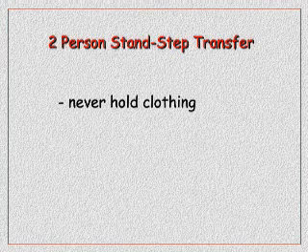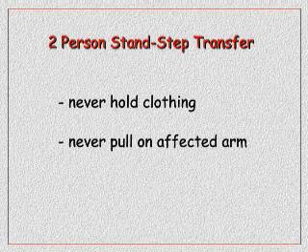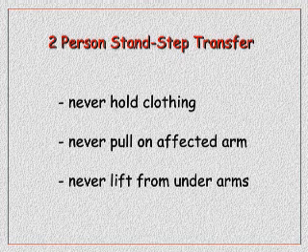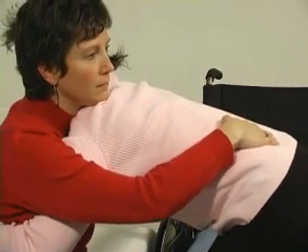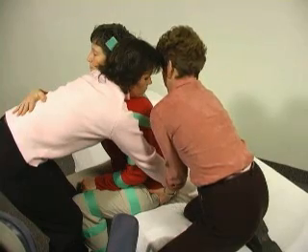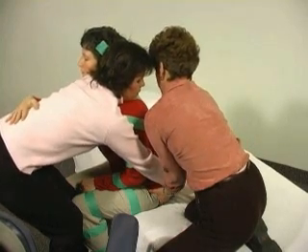Avoid holding onto clothing or pulling on the affected arm. Do not lift the survivor by placing your hands under their arms. Ask the stroke survivor to place their hand around your low back and encourage them to bend forward at the hips and bring their shoulders forward over their feet.